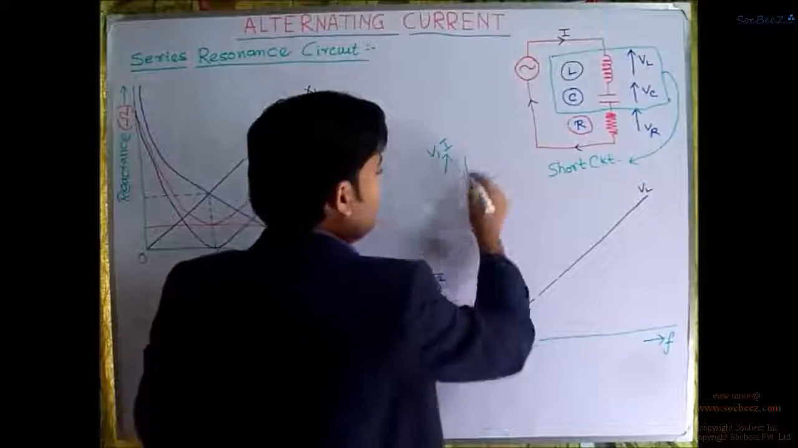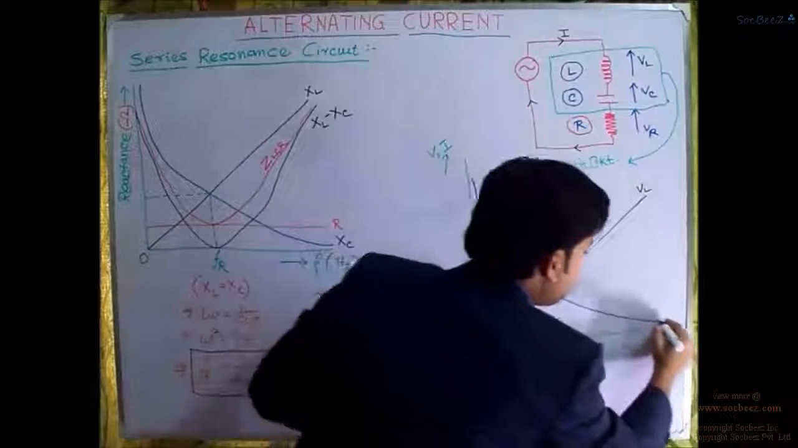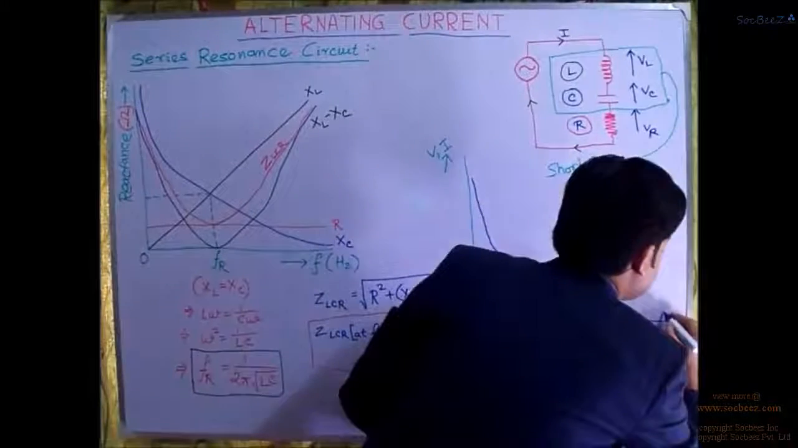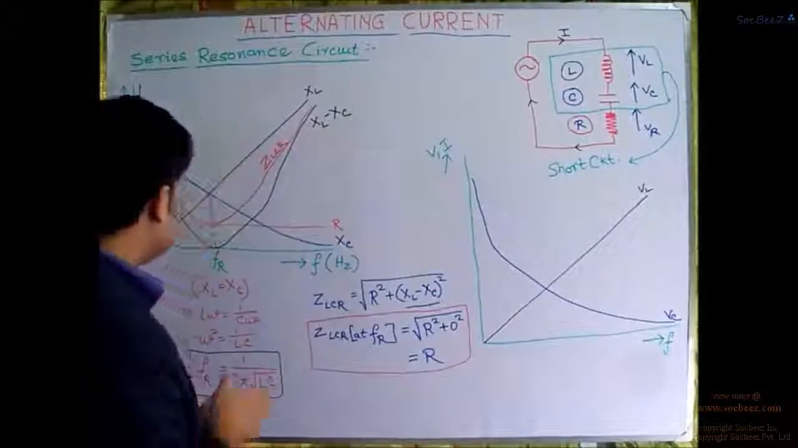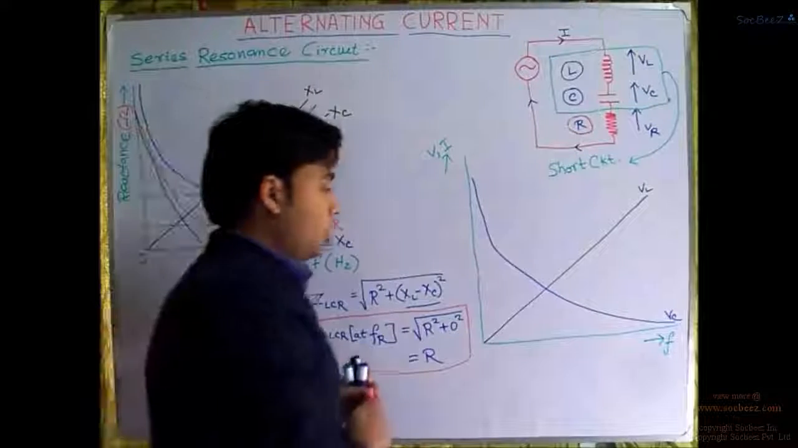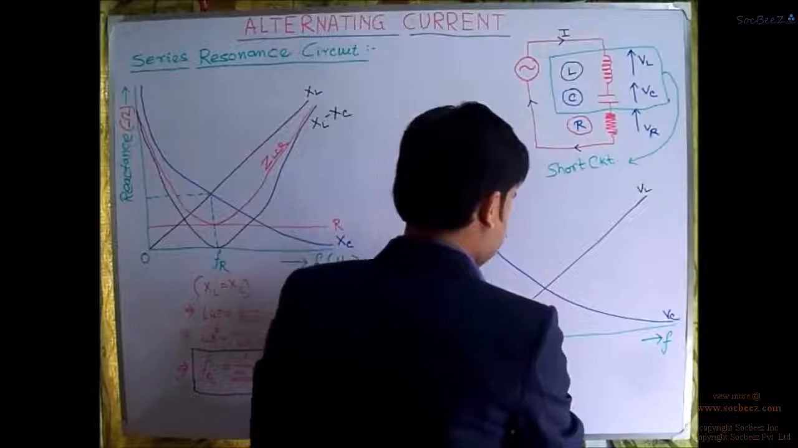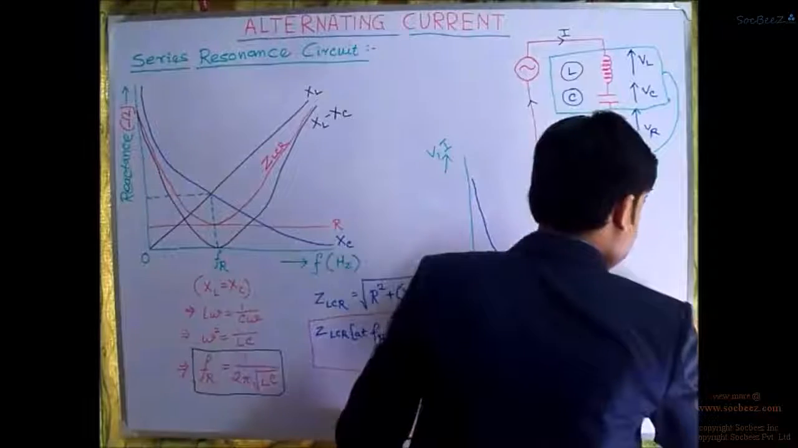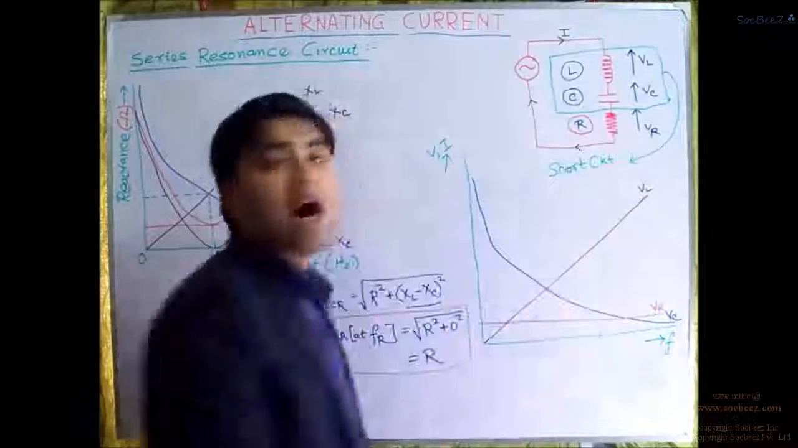So this will be the scenario for this voltage of C. Say for example the voltage of C. And if this R is remaining constant, then obviously the voltage of R shall remain constant. Right? So this will be the voltage of R, this VR.